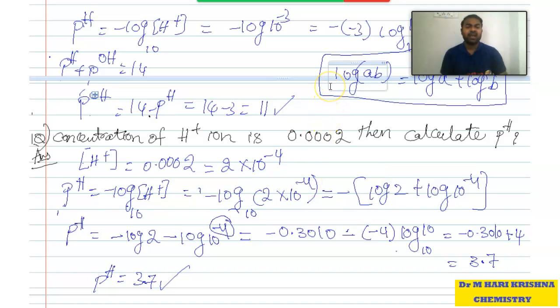So log AB formula, log A plus log B. So we can apply this formula to log 2 into 10 power minus 4. So log 2 into 10 power minus 4 equal to log 2 plus log 10 power minus 4. So minus is applicable for both. So we can multiply with minus log 2 minus log 10 power minus 4. So minus 4 is in a power, so we can write this one in front. Log 2 value is 0.3010. So minus 4 comes front means minus of minus 4 log 10 base 10. So minus into minus plus 4. So minus 0.3 plus 4, 3.7. 4 minus 0.3 means 3.7. So pH value is 3.7. So this is the answer.